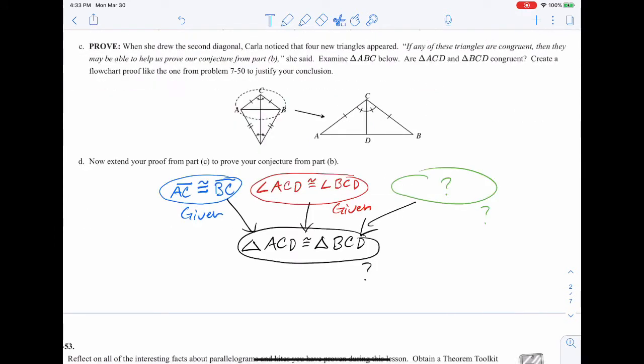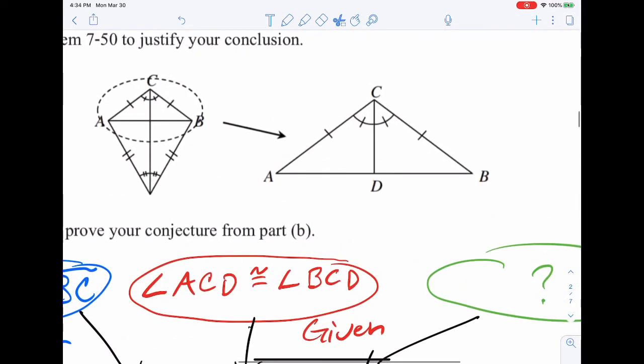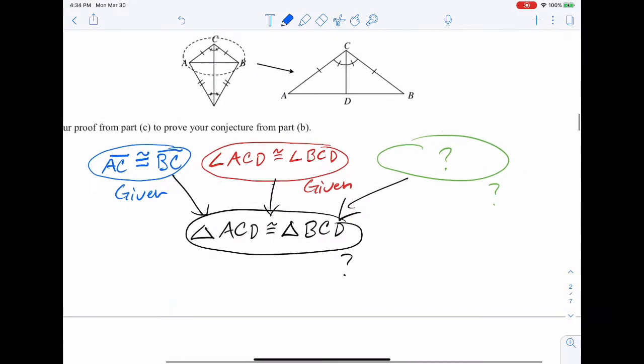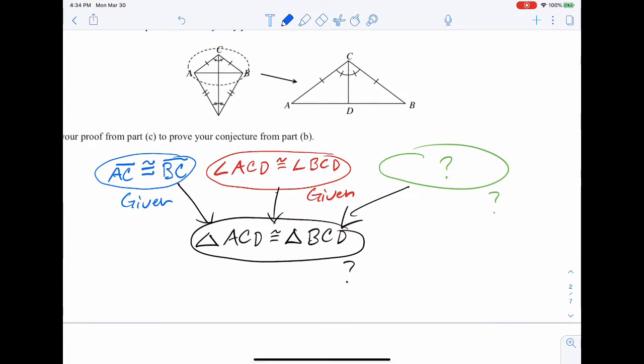So problem C asks you to make a flow chart. Here's one example that you could have made to prove that these two triangles here are congruent. Note that they are referring to these triangles here and enlarging them here. So here's one flow chart you could have made to prove that triangle ACD is congruent to triangle BCD. Notice there are a few question marks there. Pause the video, copy this down, and see if you can fill in the missing pieces.